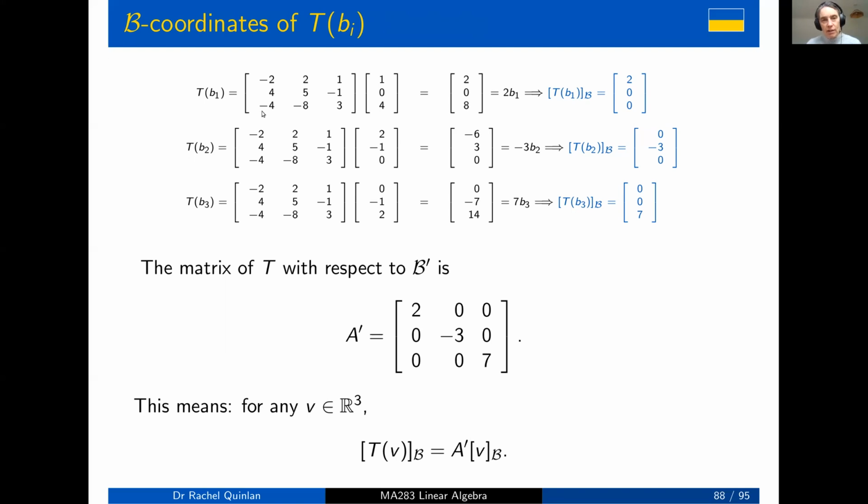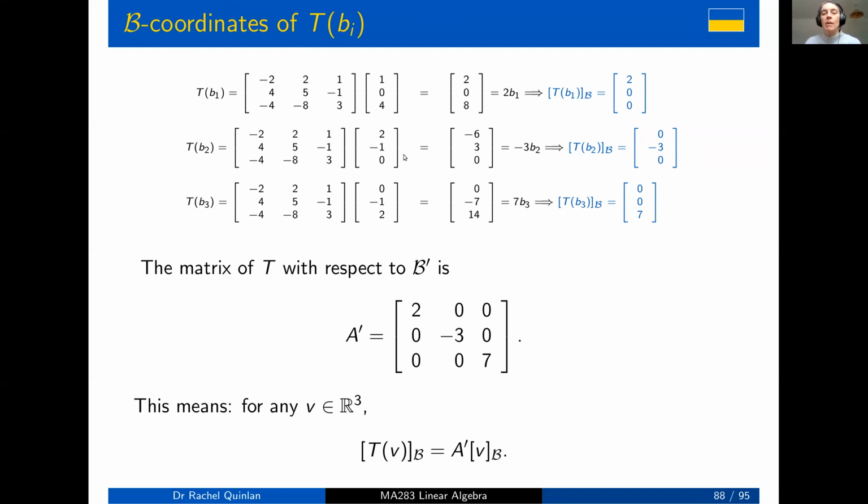So A, the matrix of T with respect to the standard basis, is still written here three times, in fact, in the top left part of the slide. So we're saying the matrix of the same transformation with respect to the standard basis is this matrix A. With respect to the basis B, it's this diagonal matrix A dash, which is certainly a nicer thing than the original A, because it's much easier to deal with in terms of doing calculations with it, being diagonal.